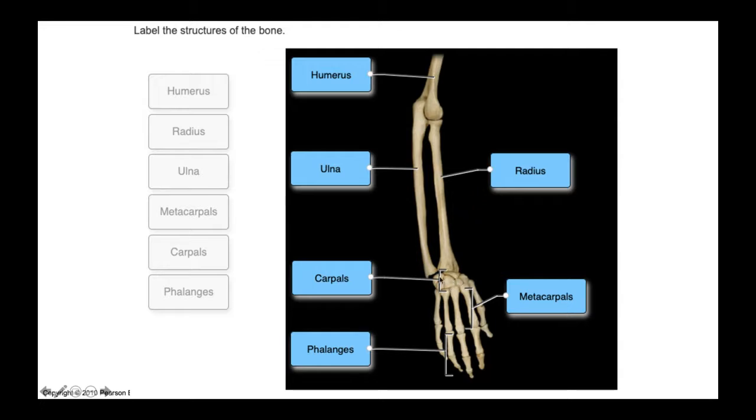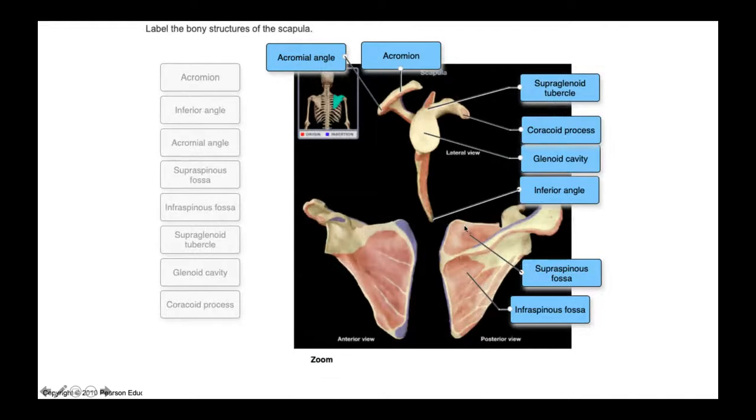In the hand, we have 8 carpals. We have 5 metacarpals. And then we have 14 phalanges. When we look at the scapula from a different perspective, here is again the difference between the posterior scapula and the anterior scapula. The anterior scapula is smooth. We have this large fossa called the subscapular fossa. But on the posterior side, you can see the spine of the scapula and the acromion process.